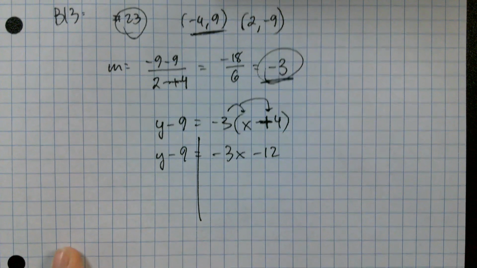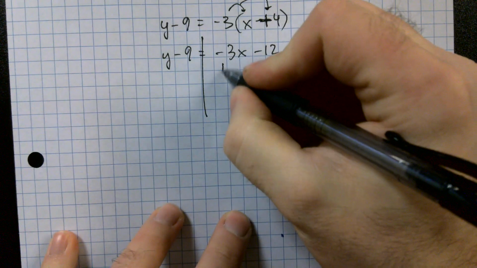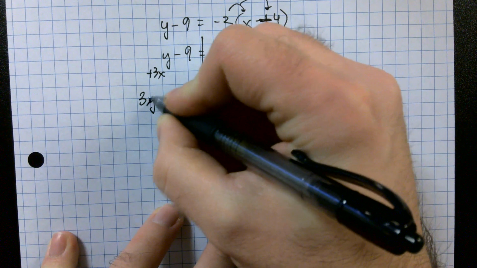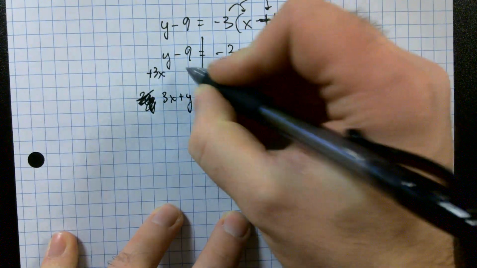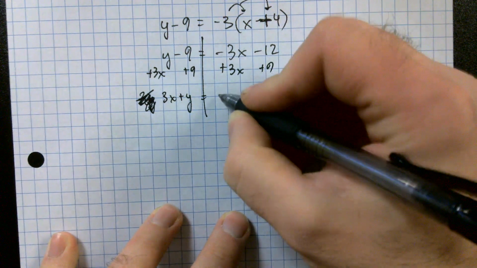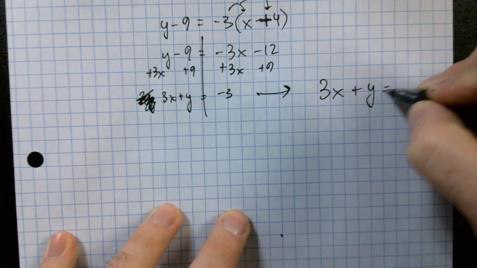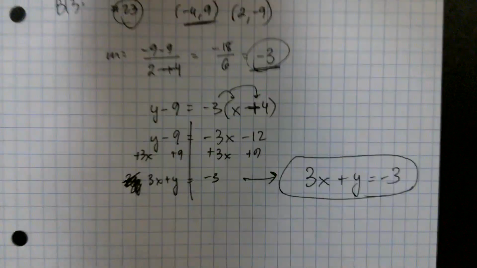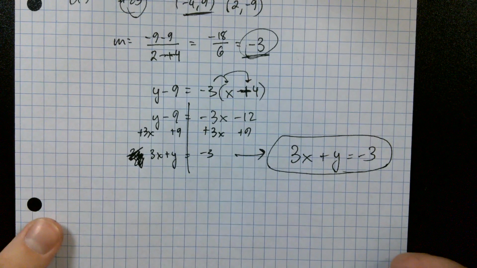And what do I want together for my equation to be written in standard form? The x and the y. So I'm going to bring my x over here. I get 3x plus y. I'm going to add my 9 over here. Equals negative 3. So my equation, 3x plus y equals negative 3. Give me a thumbs up if you got that for number 23. Good.